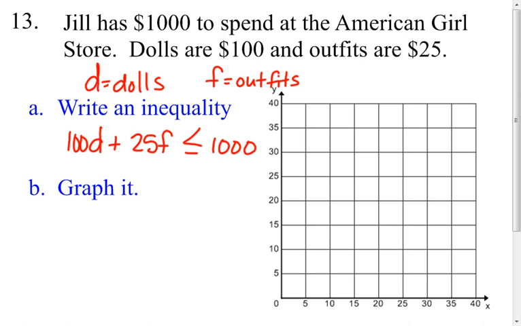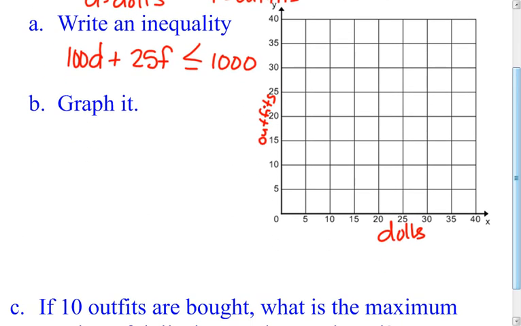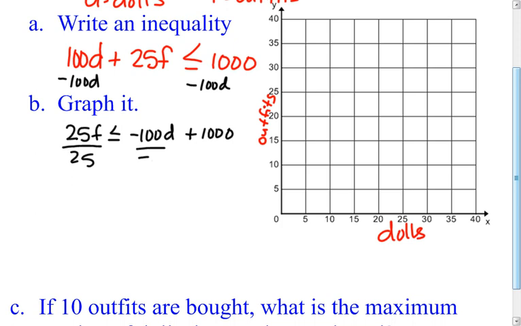All right, now we need to determine which axis is which, and it really does not matter. But I am going to put the dolls down here on my x-axis, and I am going to put the outfits up here on my y-axis. So, because this is my y-axis, I really need this to be in y equals mx plus b form, which in this case means I need it solved for f. Okay? So I will subtract 100d, and I will have 25f is less than or equal to negative 100d plus 1,000. Divide by 25 all the way across. Oops, not negative 25, sorry. And I will have f is less than or equal to negative 4d plus 40.